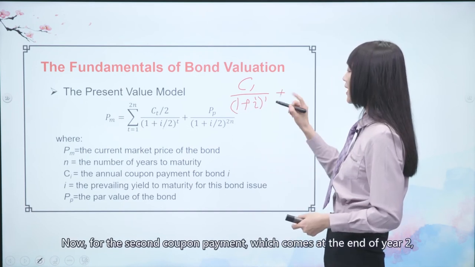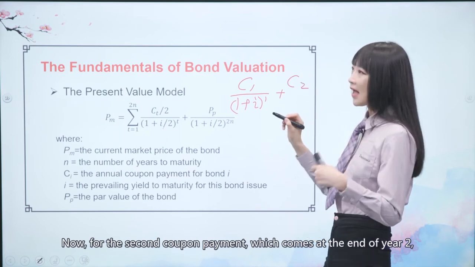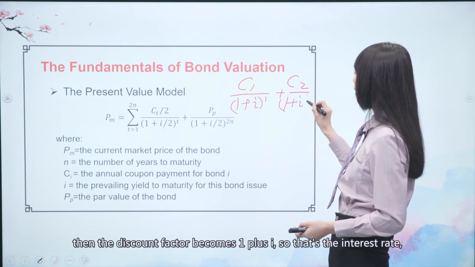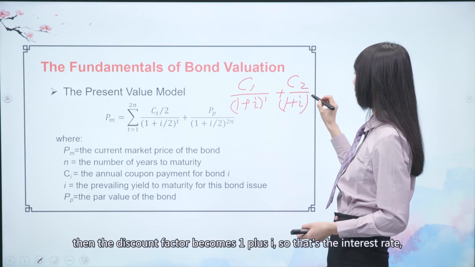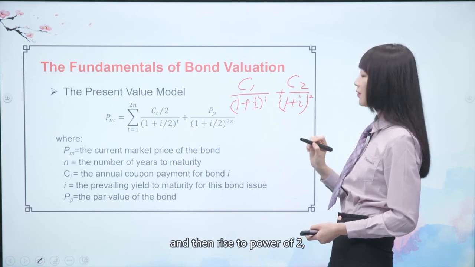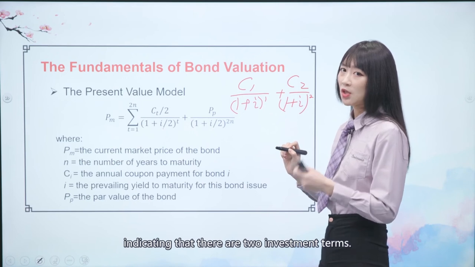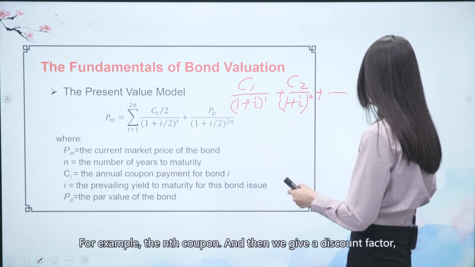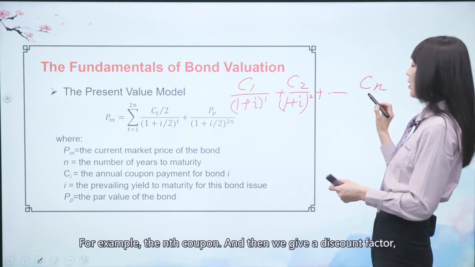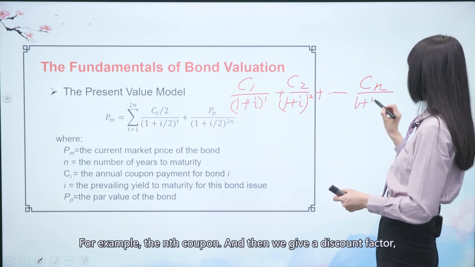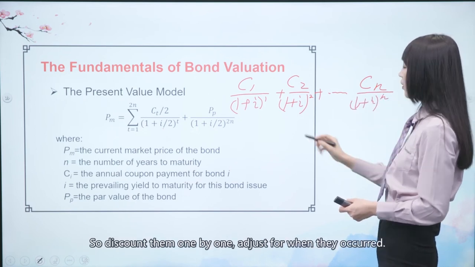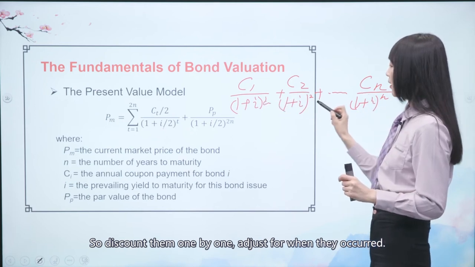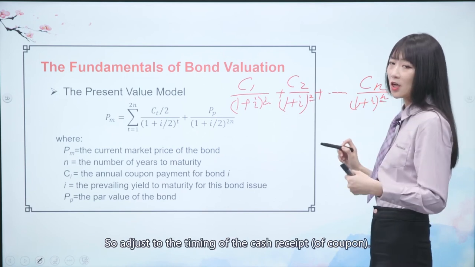Now, for the second coupon payment, which comes at the end of year 2, the discount factor becomes 1 plus i, the interest rate, raised to the power of 2, indicating that there are 2 investment terms. And then it continues until we add the last one, the nth coupon, with a discount factor raised to the power of n. So we discount them one by one, adjusting for when they occurred, that is, the timing of the cash receipt.